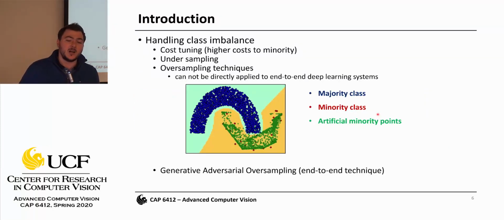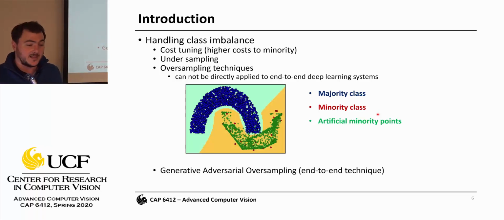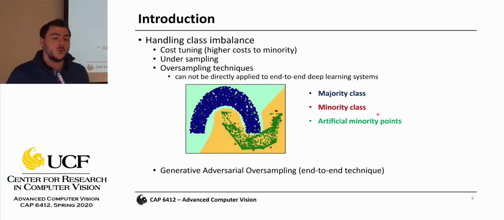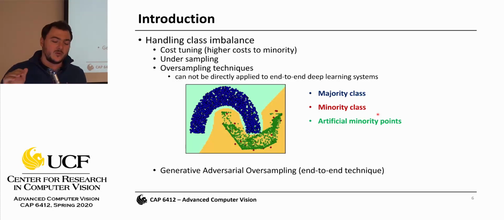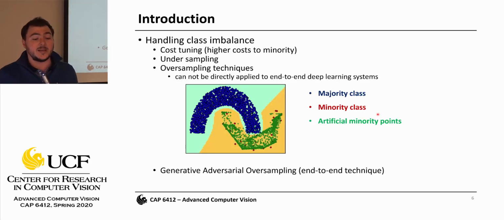And how can we handle this problem with this kind of data set? There are multiple techniques to do so. We can do, for example, cost tuning, where you set different costs in the loss function for different classes, putting a higher cost on the minority class, for example. You could also do undersampling, where you select a balanced subset from a bigger data set, which is not that great because you end up losing some of the data that you have at your disposal to train. And what we'll be covering in this work is an oversampling technique.